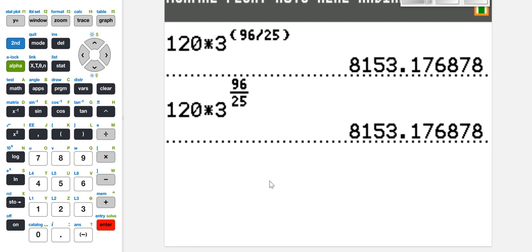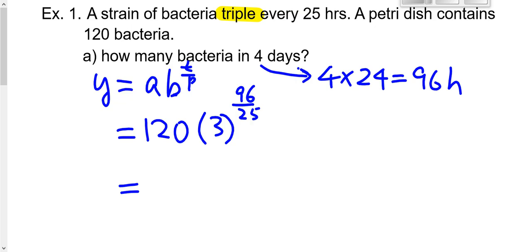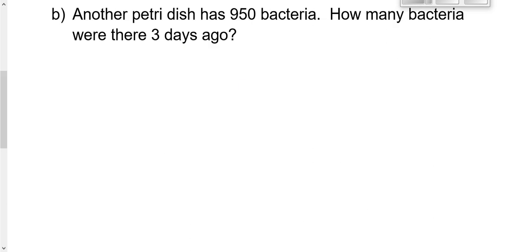So 8,153. I hope you have common sense to realize that even though the answer we just got from the calculator is in decimals, because we are talking about how many bacteria, we are rounding it to the nearest whole number. Okay, let's move on to part B.